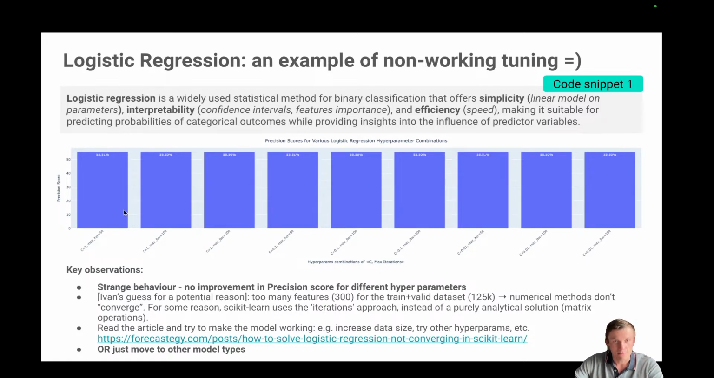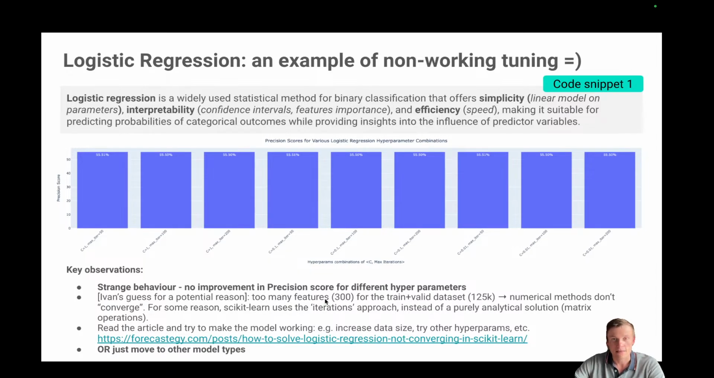What was strange for me is that there was no improvement in the precision score. My guess of a potential reason is that there are too many features, 300 features, and I used 60 dummy variables which are not very informative, that we generated during homework, and maybe I need to use fewer features now to make it work. So there are only 125,000 records in the train and validation dataset.